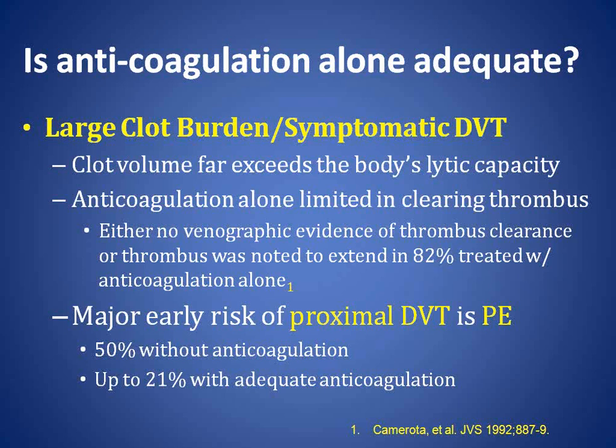A major risk of a proximal DVT is PE, so if we don't anticoagulate people, 50% are going to get a PE. If we do anticoagulate them, 21%, or a fifth of them, will get a PE. So is that enough?